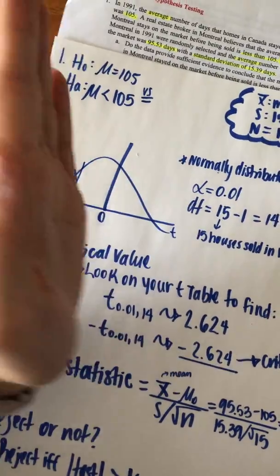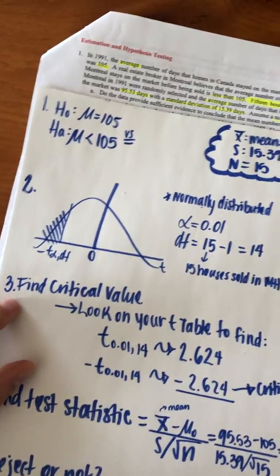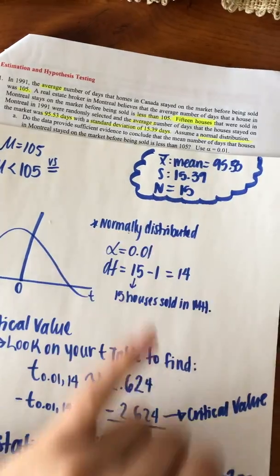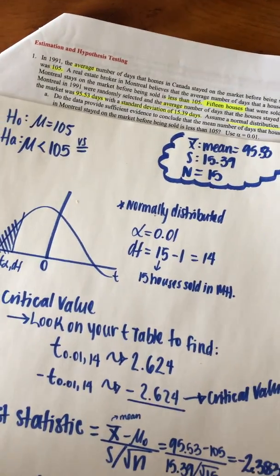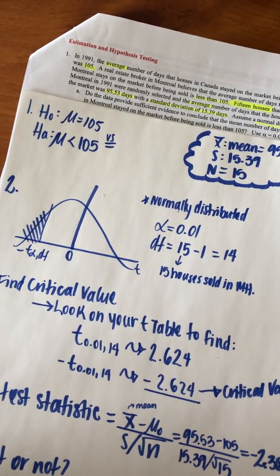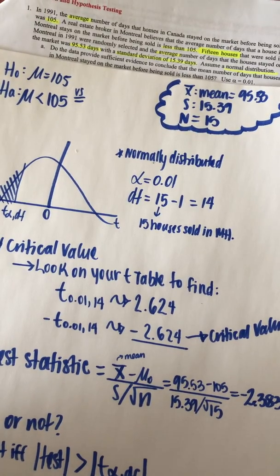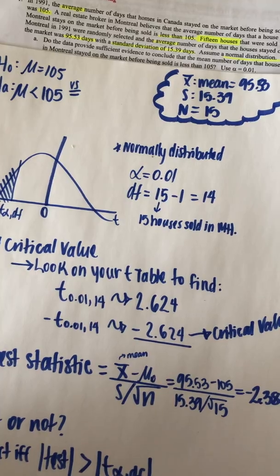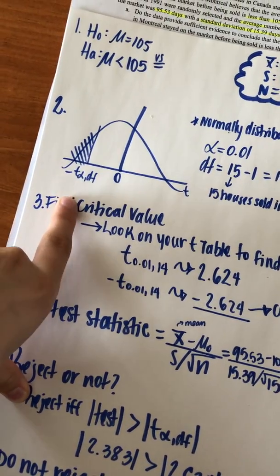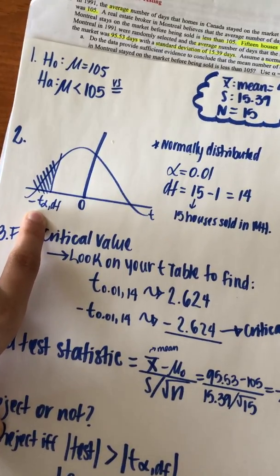So the second step is to always draw a curve, and in this case, in the problems, they told us that it is normally distributed. So I already did it here. I remember that they told us in the question that the level of significance is 0.01, and our degree of freedom, df, is 15 minus 1. So it's always k minus 1 or n minus 1 in this case. So it's 14. So we see here that what we need to look for is t, level of significance 0.01 and degree of freedom of 14.